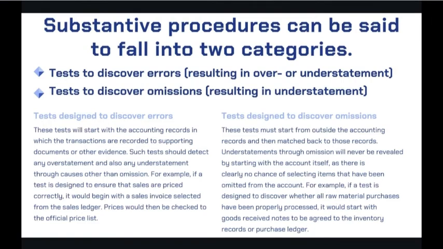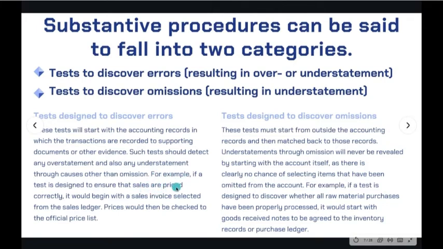Okay, so substantive procedures can be stated to fall into two categories. First is tests to discover errors, and second is tests to discover omissions. What is a test designed to discover errors? This test will start with the accounting records in which the transactions are recorded, to supporting documents or other evidence. Such tests should detect any overstatement and also any understatement through causes other than omission.